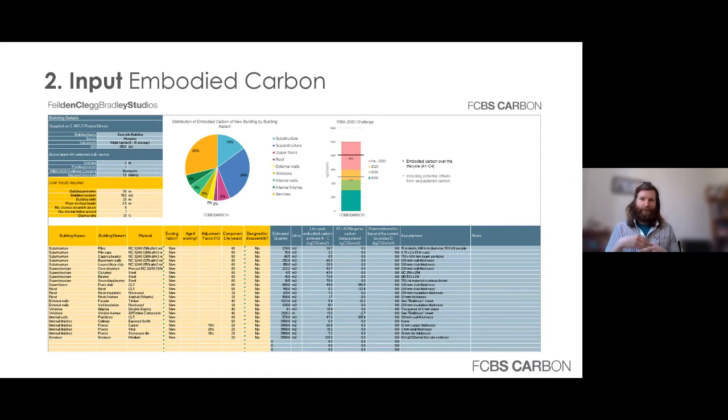So you can pick a foundation material, you can pick a floor type, you can pick wall types, glazing types, and it'll guide you all the way through it. And you can start to say whether it's new or existing. You can start to say, use this adjustment factor to make it a bit more appropriate for yours. You can put component lives in and say whether it's designed for disassembly.